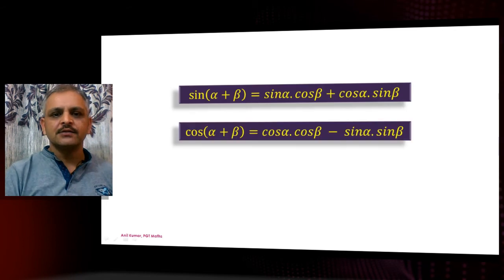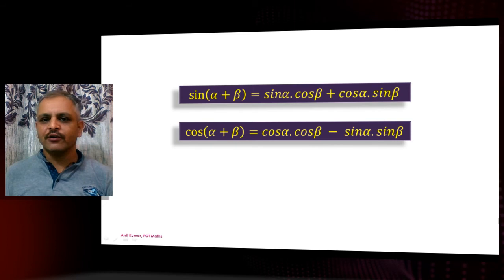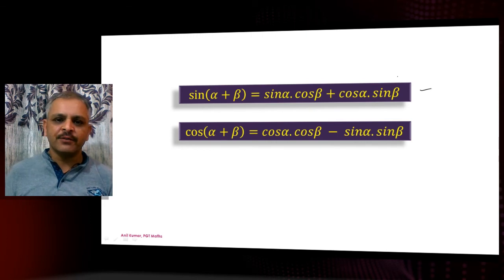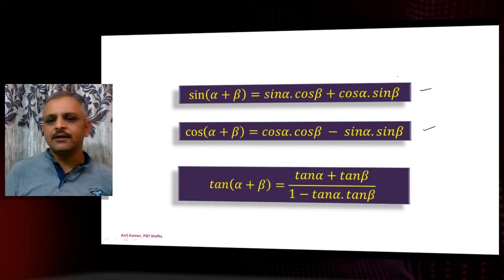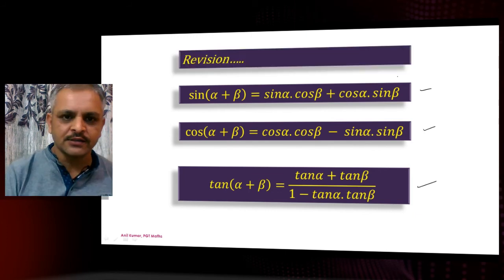Before that, let's revise a few important identities. Sin(alpha plus beta) is equal to sin alpha cos beta plus cos alpha sin beta. The second identity we will use is cos(alpha plus beta), which is equal to cos alpha cos beta minus sin alpha sin beta. And the third identity is tan(alpha plus beta), which is equal to (tan alpha plus tan beta) by (1 minus tan alpha tan beta). So let's start today's class.